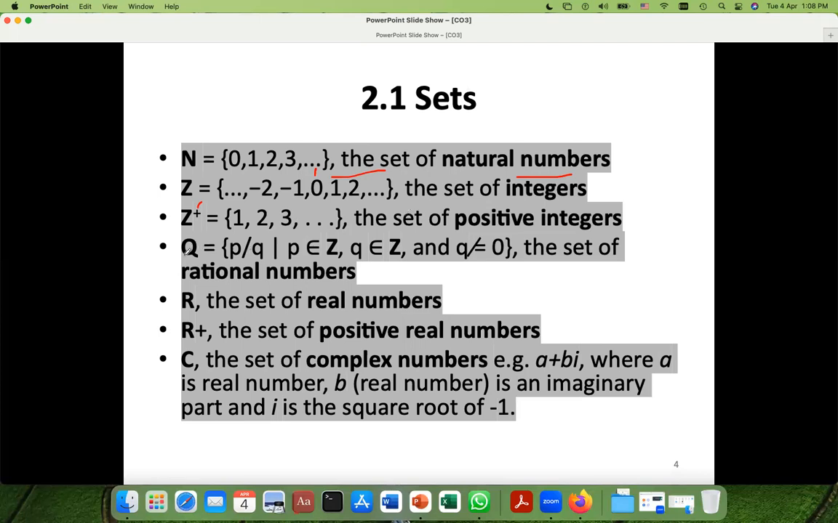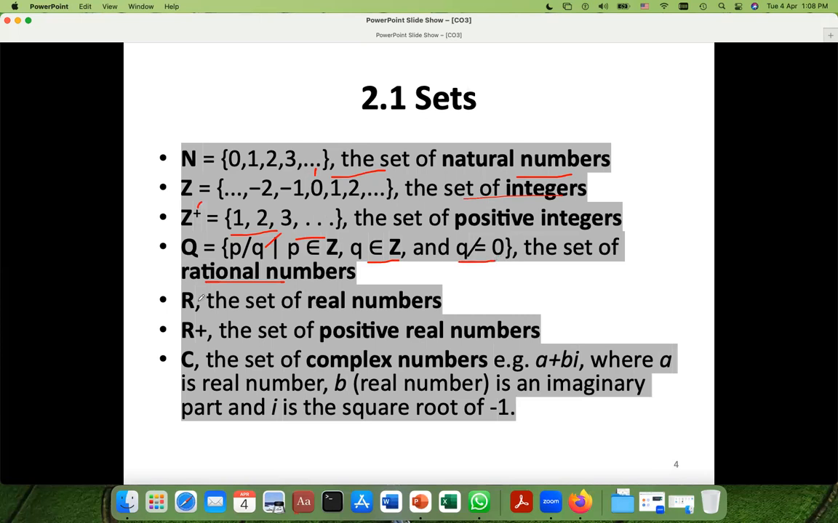Similarly, Q is a set of rational numbers, and rational numbers will be in this form, p divided by q. The elements in this set Q would be like that, p divided by q. And what is p? p belongs to Z, which is the set of integers, negative and positive. And q also belongs to Z. And the other condition is that this q would not be equal to 0.